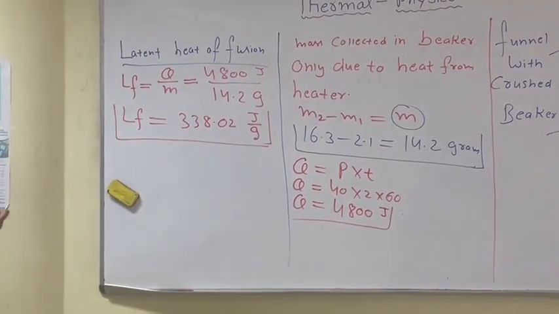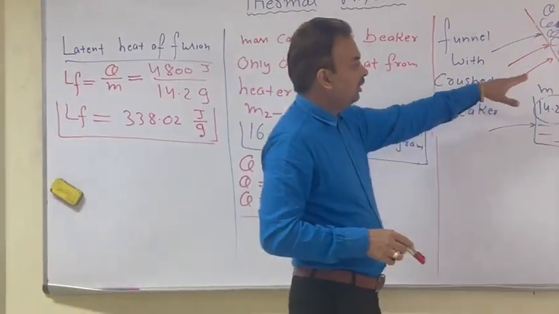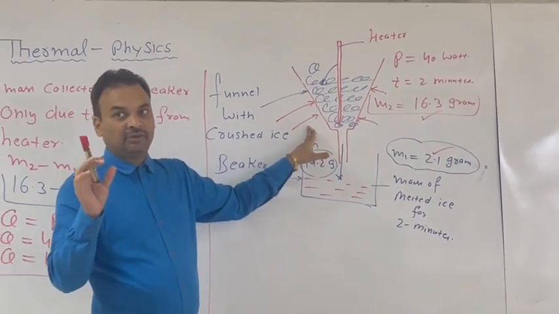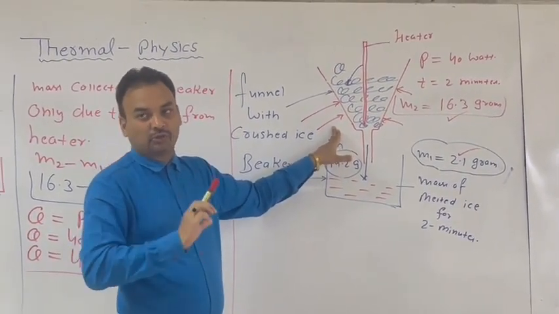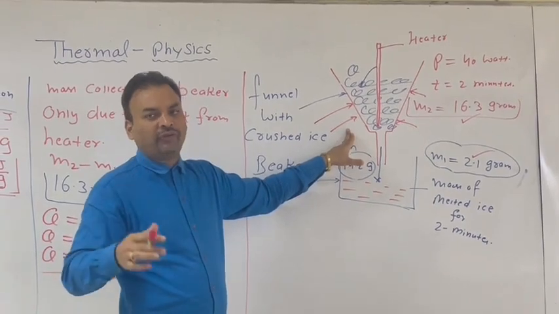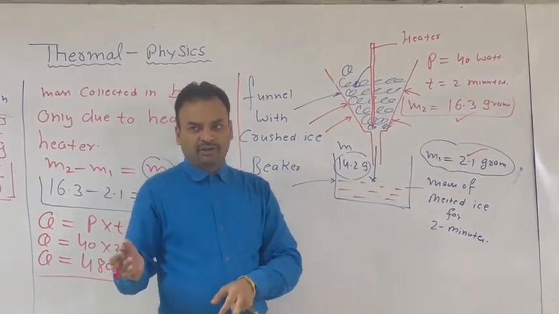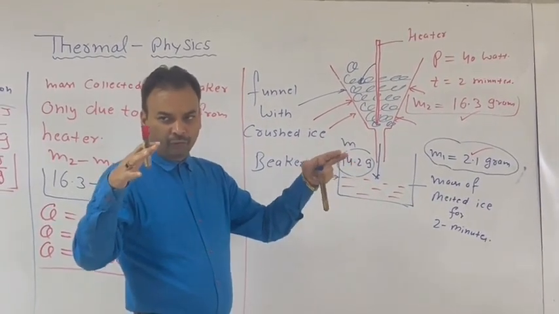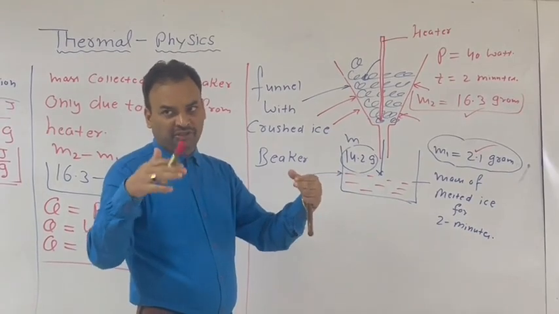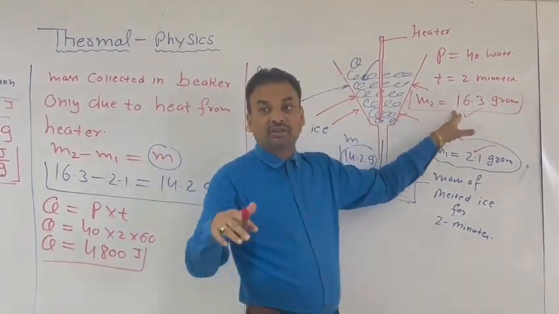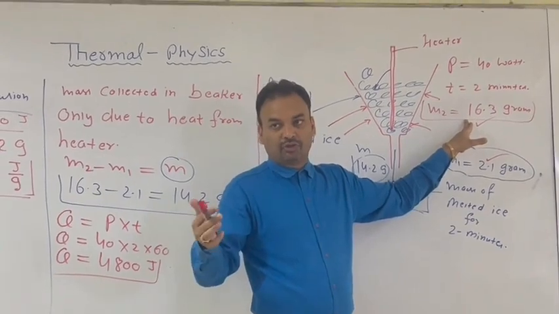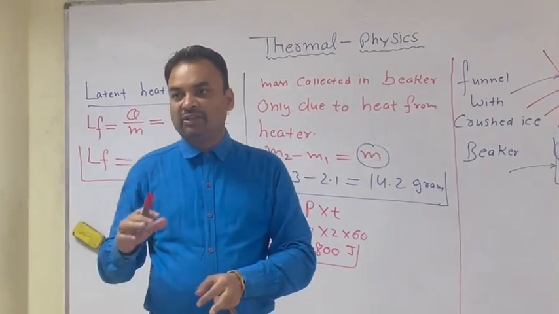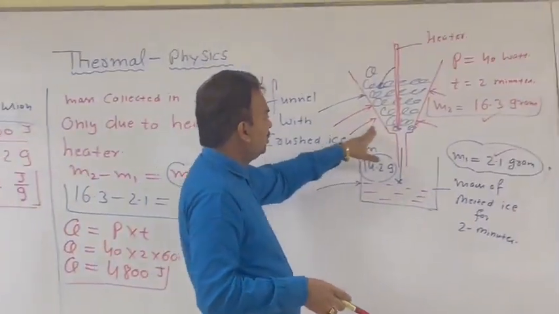So we have a funnel, and in the funnel we are placing the crushed ice. This experiment is about the crushed ice. It's not about the solid pieces of ice. If we do it with solid pieces of ice, then the result may be different, right? Because to melt the solid, for the environment and for the heater, the collected mass may be different, right? Because to liquefy a solid piece of ice will take more time, right? But this is the crushed ice.